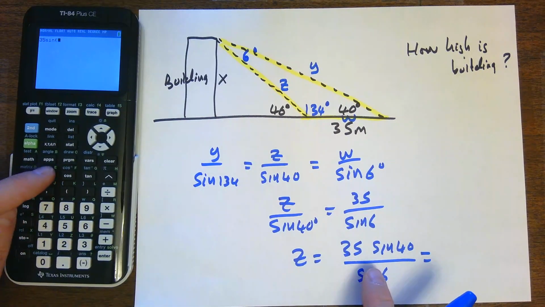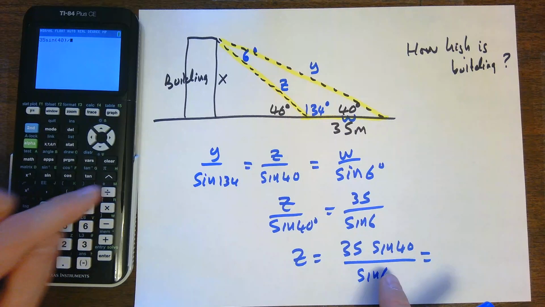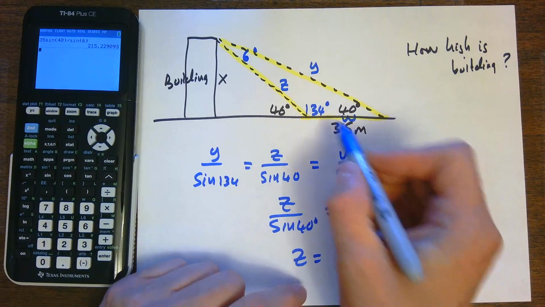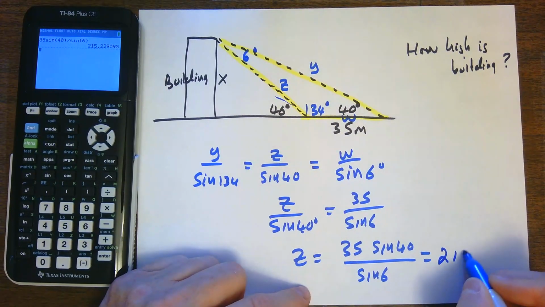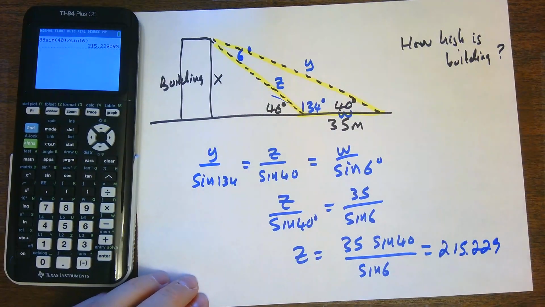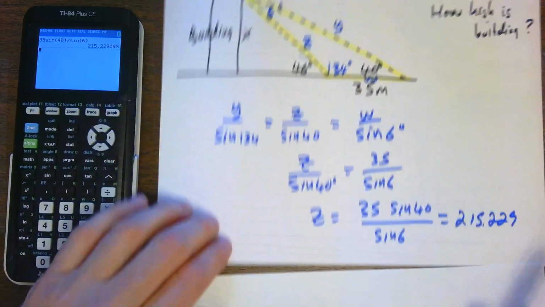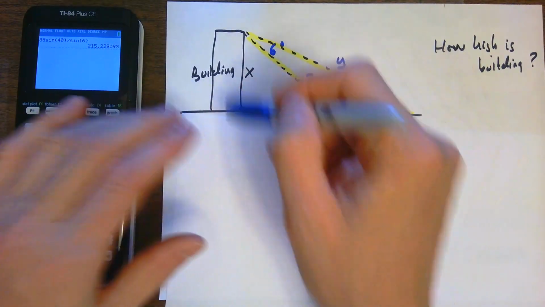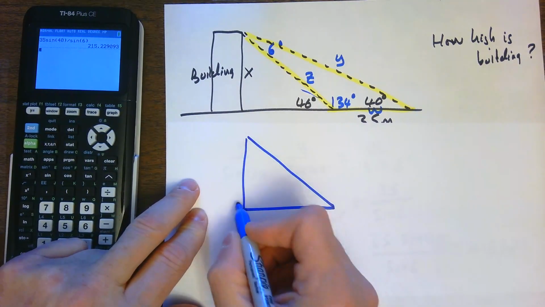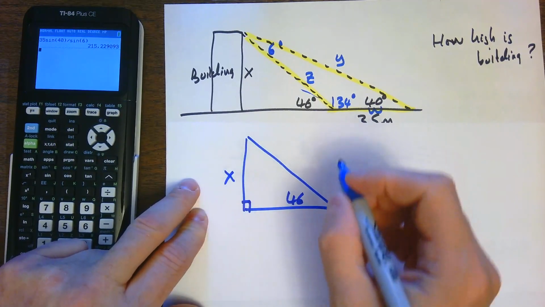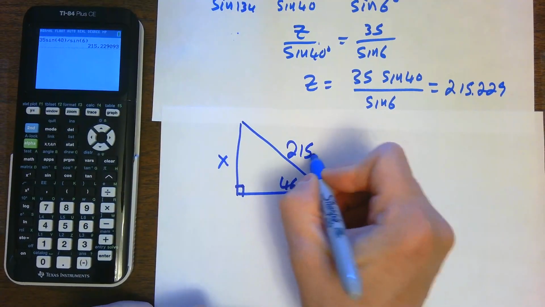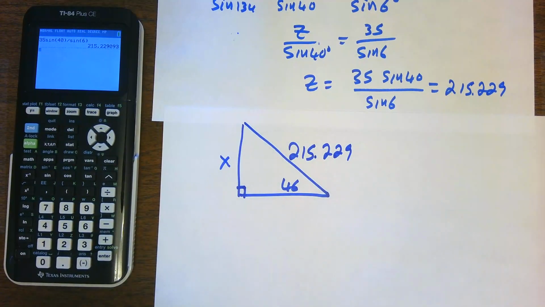35 times the sine of 40 divided by the sine of 6. And so this length is 215.229. So now take a look at this triangle right here. Let me just redraw just this triangle. It has the 46 degree angle, and we just found out that that length right there was 215.229, and I want to find the height x.